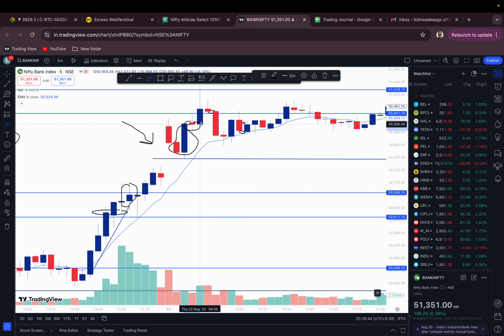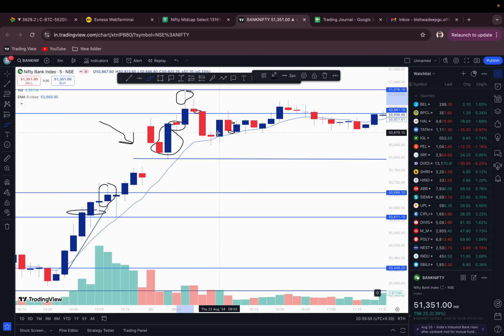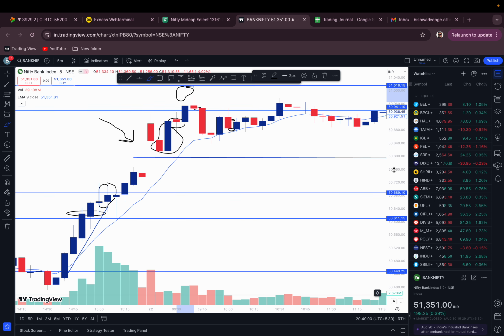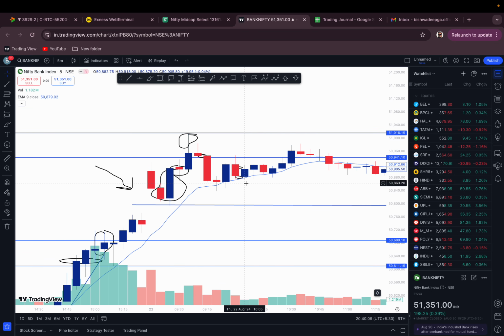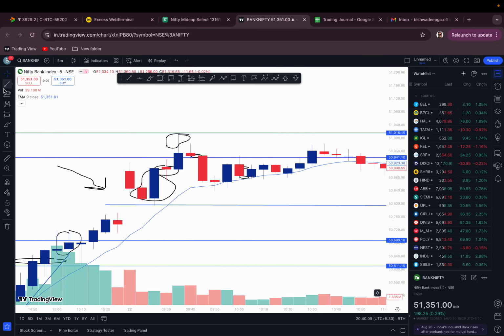Suddenly on the next 5 minutes time frame there is another bullish candle, but the thing is, see, the long wick formation, what does that mean? That means the sellers are coming in heavily. Here all the sellers are there.